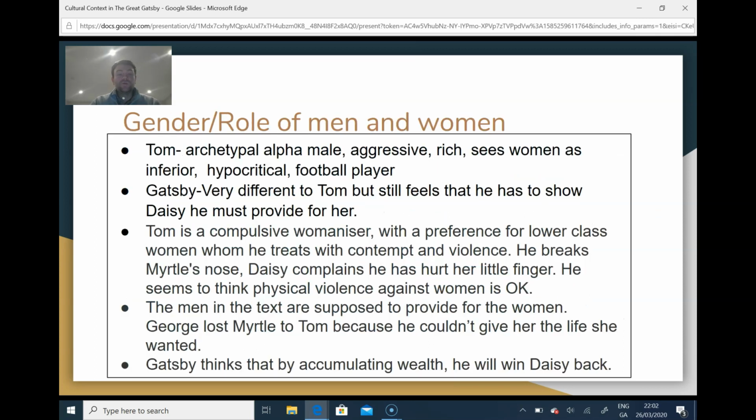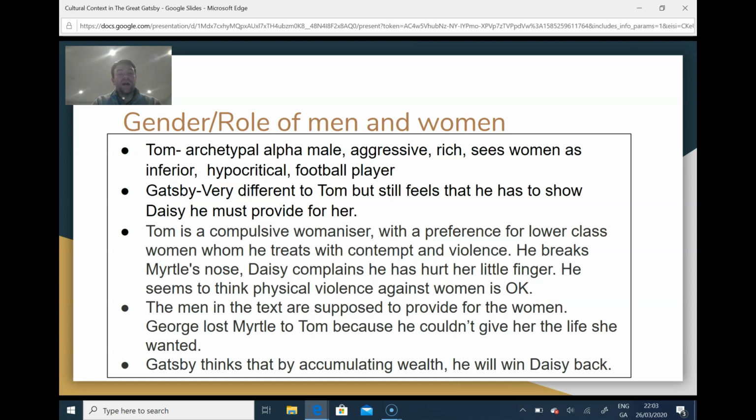Okay, we'll just move on to the gender and the role of men and women. Okay, this comes up in nearly all of the texts on the comparative course to some extent, and in this one it's very, very clear. You should have a lot of points to make on the different gender roles, and the role of men and women is very, very clear in this text.